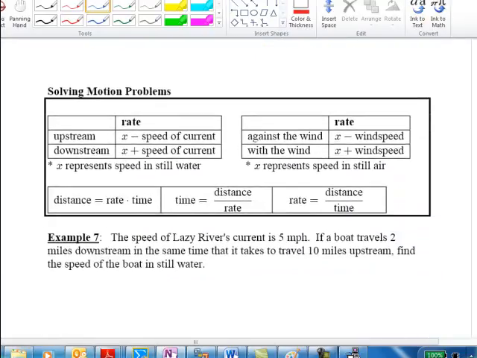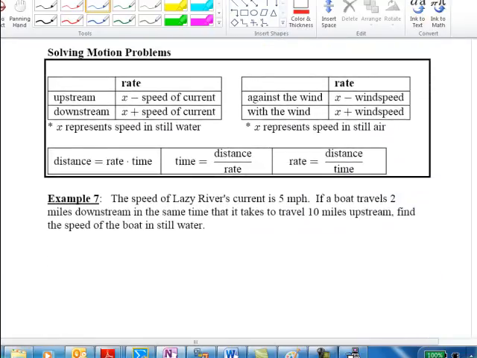Then the last type of problem we'll have are, I call them motion problems. And these motion problems, generally, what you're going to find is in this section, they have a lot of problems where we're moving upstream and downstream or with the wind and against the wind.